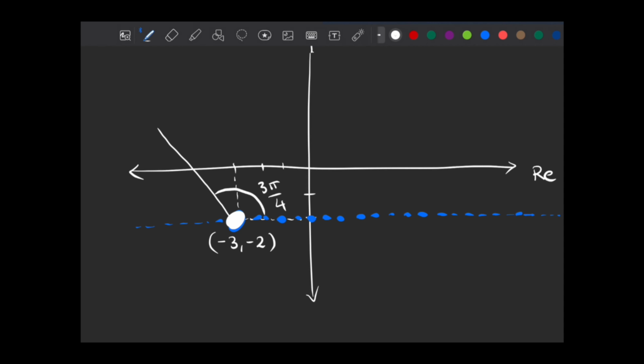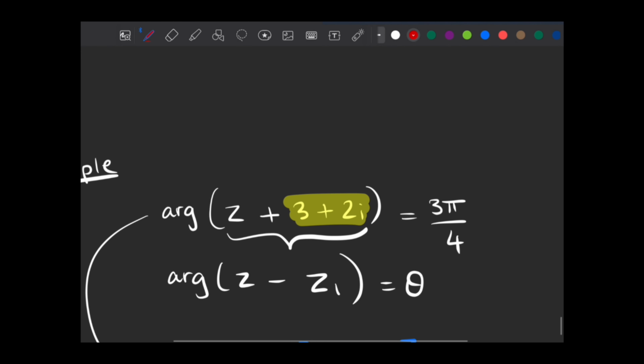And this line extends in this direction forever, not in the opposite direction. It just goes from that point at an angle of 135 degrees to the line parallel to the real axis. It goes on indefinitely, so any point that lies on this line is described by this locus.